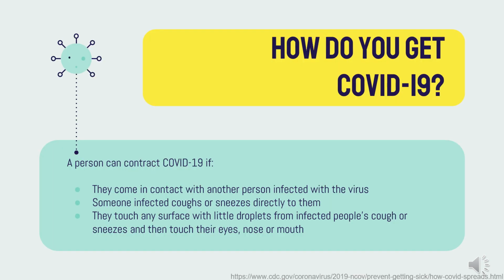How a person gets COVID-19 infection. A person can contract COVID-19 if they come in contact with another person infected with the virus, someone infected coughs or sneezes directly to them, and they touch any surface with little droplets from infected people's cough or sneezes and then touch their eyes, nose or mouth.